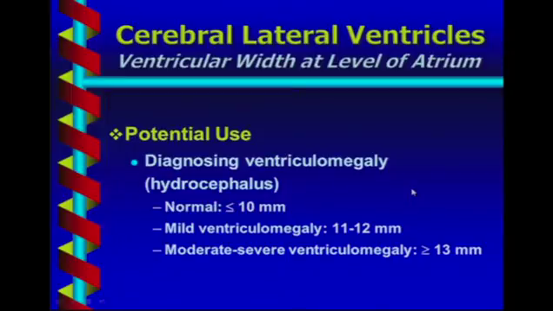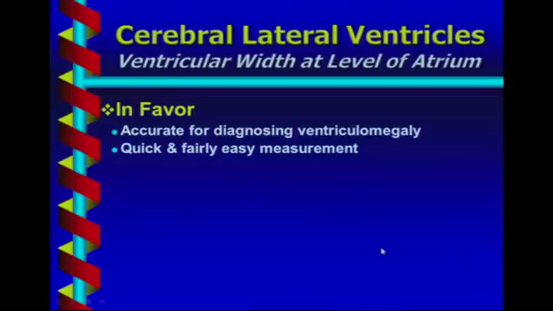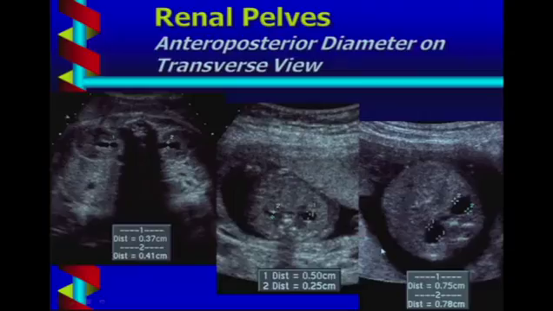So the potential use is diagnosing ventriculomegaly or hydrocephalus: normal is less than 10. Mild ventriculomegaly is 11 to 12, and moderate to severe is at least 13. It's accurate for diagnosing ventriculomegaly. It's a quick and fairly easy measurement, nothing against it, and one should always assess the ventricles, either assess them subjectively and measure if it's equivocal or abnormal, or just measure routinely in the second and third trimesters.